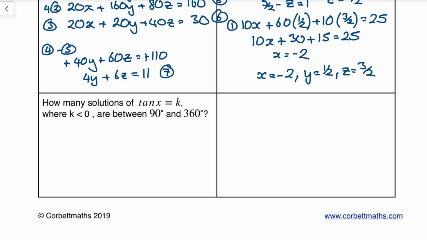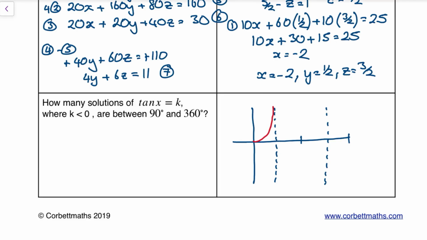How many solutions of tan x equals k where k is less than 0? Oh, okay. After the last question, this is not too bad, is it? Let's draw the graph of tan x between 0 and 360. So there's 90, there's 180, there's 270, and there's 360. And the graph of tan x looks something like this.